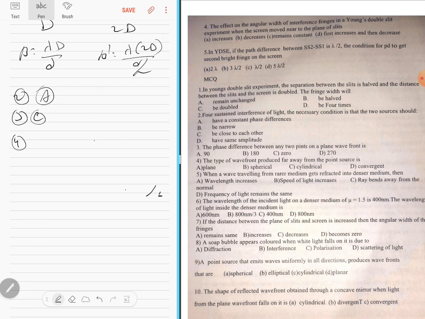Ray bends away from the normal? No. The frequency of light remains the same. So option D is the right answer. Let's go to the next question.